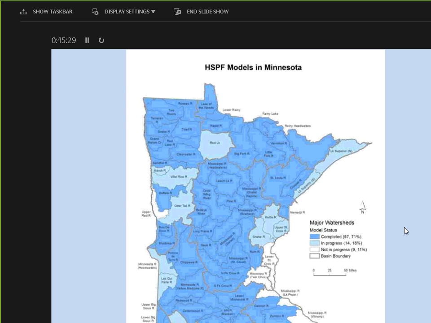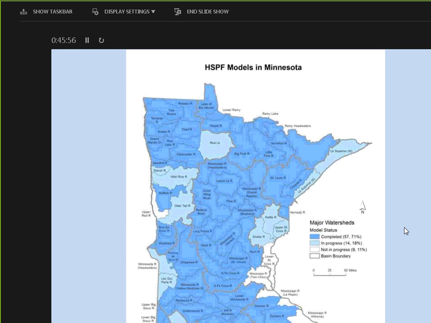So here's where we are in terms of progress. The dark blue sub-watersheds, we have at least one version of the model completed. In the Minnesota River Basin, we've actually had multiple versions of the model. We try to keep them up to date. The light blue HUC 8 watersheds, those models will be done by June 30th of this year, and the white watersheds are not currently underway.